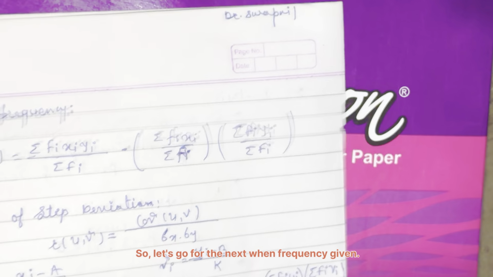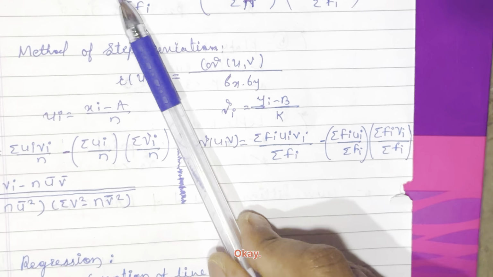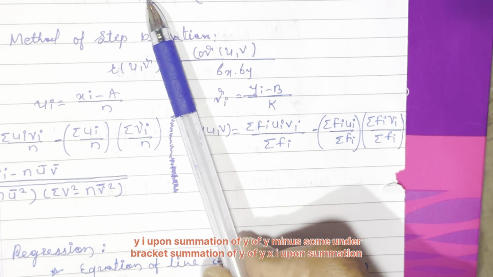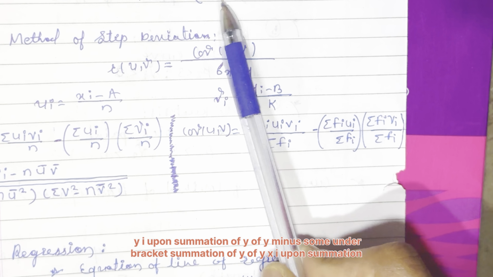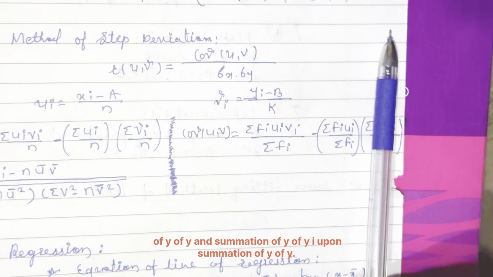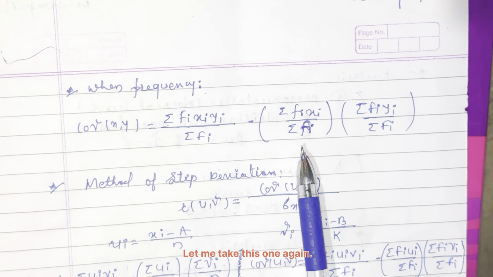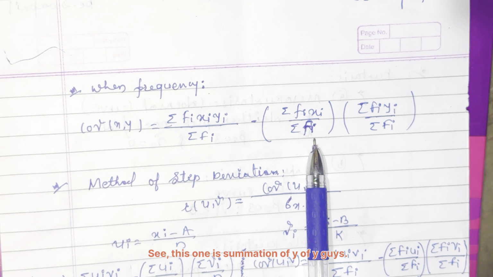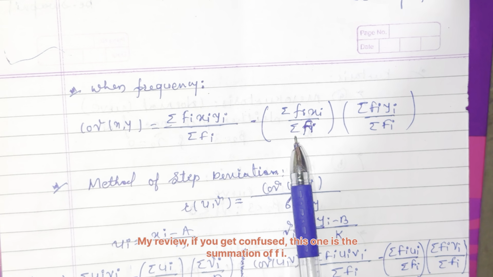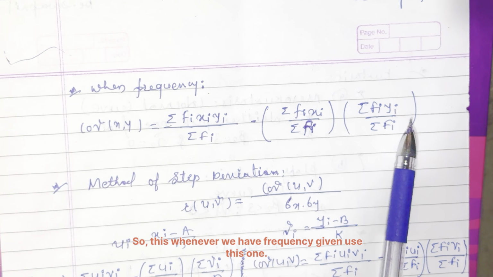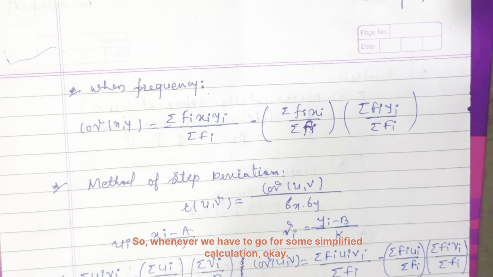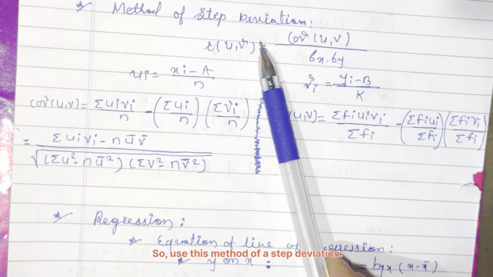So let's go for the next. When frequency is given, as I explained previously, the covariance of xy is summation of fi xi yi upon summation of fi, minus the bracket of summation of fi xi upon summation of fi times summation of fi yi upon summation of fi. Sorry, let me take this one again. Here, this is the summation of fi, guys; you might get confused. Whenever we have frequency given, use this one. And whenever we want a simplified calculation, use the method of step deviation.